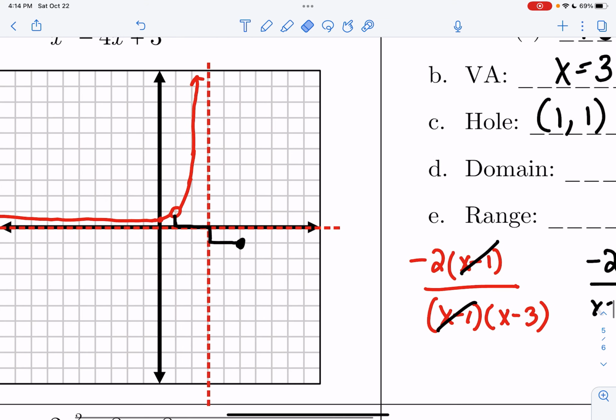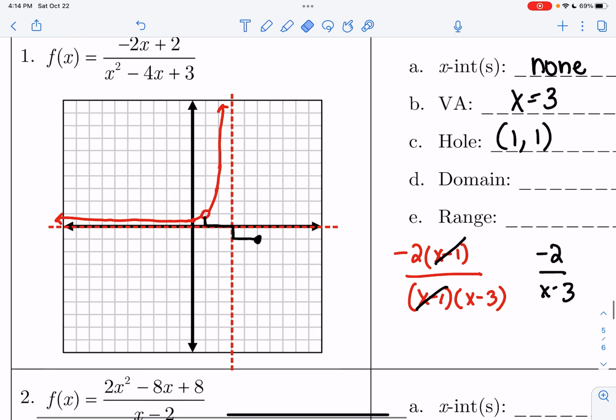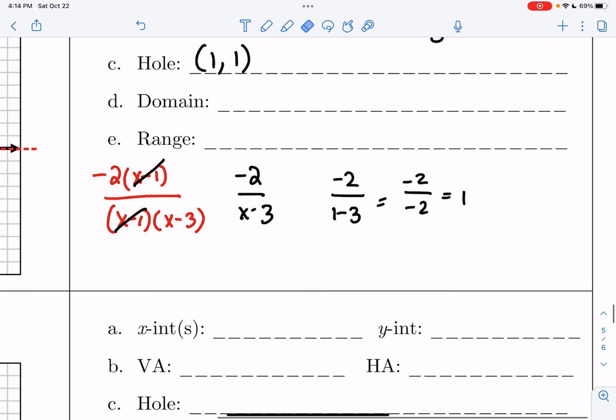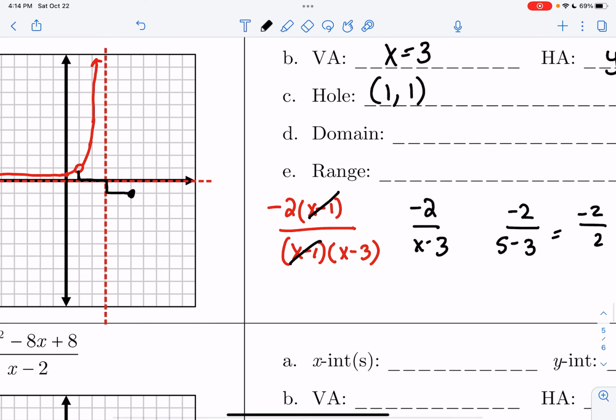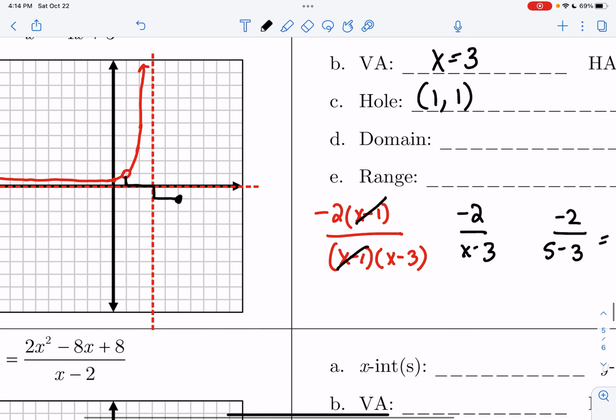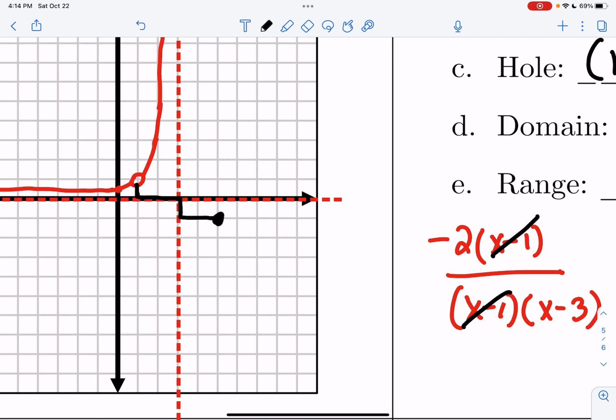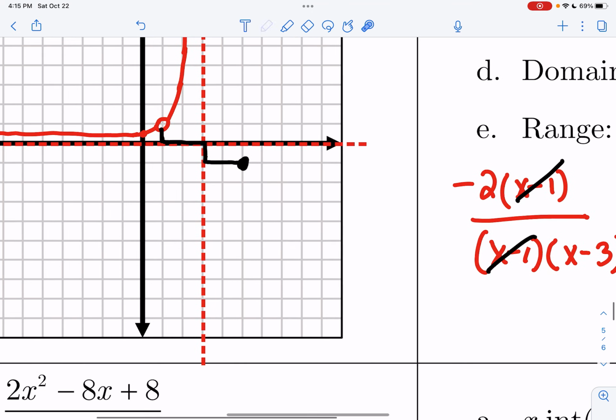Now, how do I know that (5, -1) is an accurate point? Of course, you can plug it in to find that point. So if I were to plug in 5, I'm going to get -2 over 5 minus 3, or -2 over 2, or -1, which fits my criteria right here. I could also do the same thing with my y-intercept. This was 2/3, so I'm going to go down 2/3 and then right 3. Down 2/3, right 3. That's going to give me maybe this point right here.